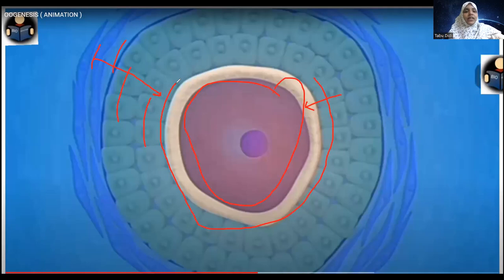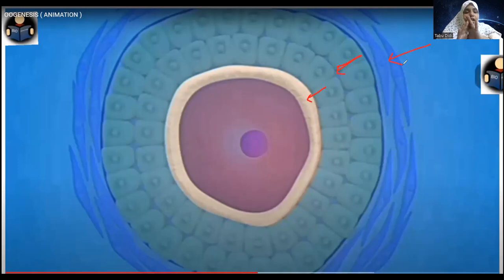Then you have zona pellucida, then you have granulosa cells, corona radiata, phir ye membrane aapko dikh rahi hai na, these are theca cells. So I'll just play the video again. Right now, I will not go into details of the function of zona pellucida. What is the function of the corona radiata? What is the function of theca cells?